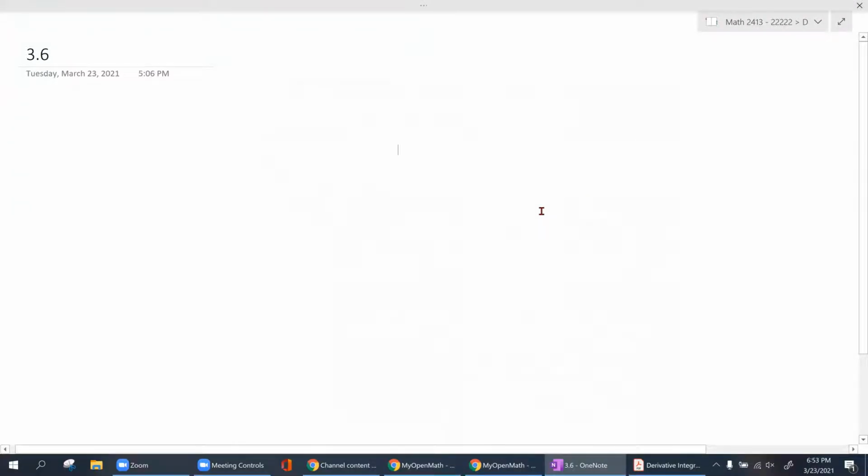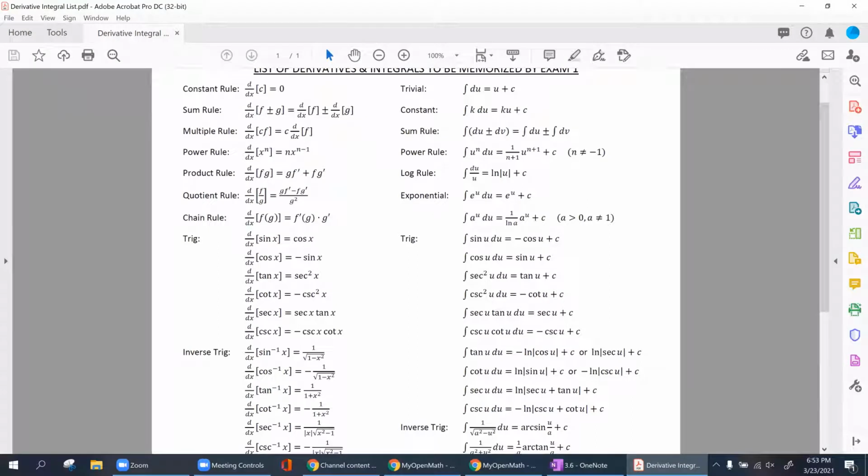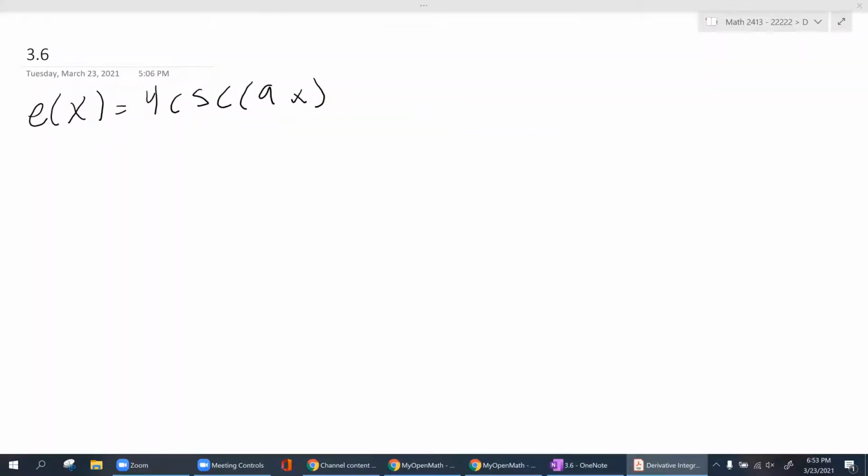Let's go ahead and do another example. What can I think of? Let's do E. Function E, I'm going to be referring to cosecant of x. Go ahead and move this over. I'm going to get that out of the way.